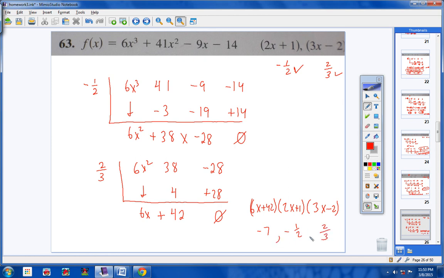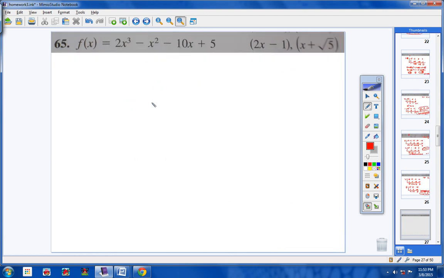If you took each one of these parentheses and set them equal to 0 and solved, this is what you would get out, I believe. I did that in my head. Let's make sure that I'm correct. Negative 7, negative 1/2, positive 2/3. Yes, that is correct. And then finally, last but not least, number 65.